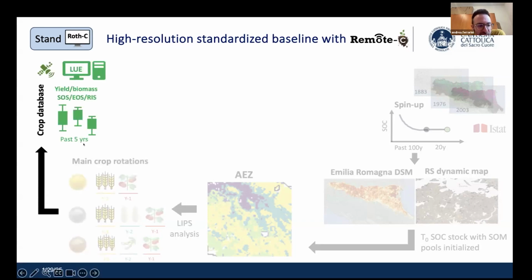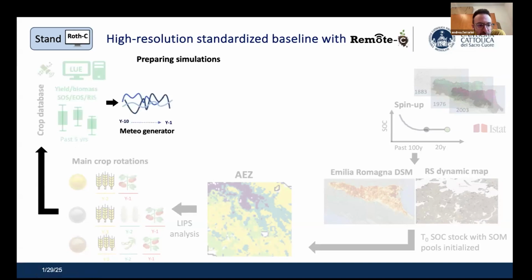Within this, we ran for each parcel the light use efficiency model, with which we could build a database of the past 5 years, and we are training a machine learning model with the inclusion of a weather generator to have a very dynamic database for simulation. With the machine learning model, using the meteorological data and the real yields of each parcel, we can attribute the yield to each agroecological zone to run our standardized baseline.